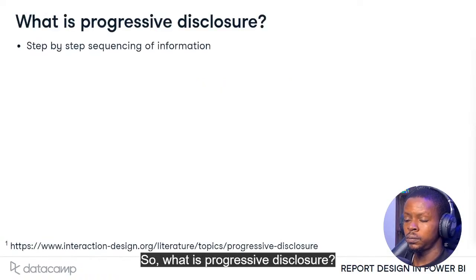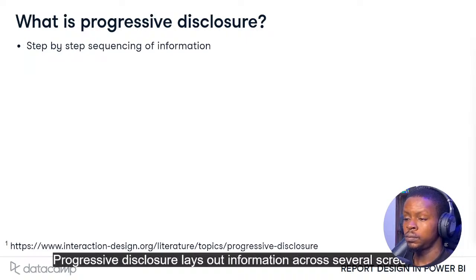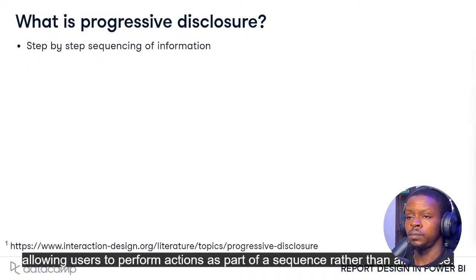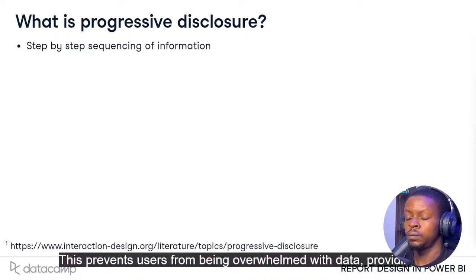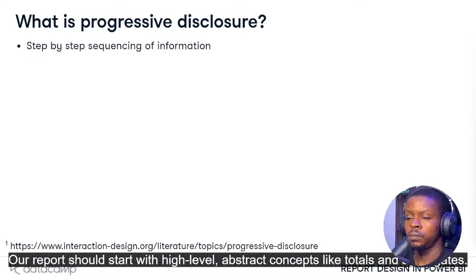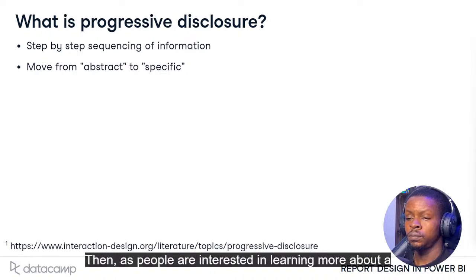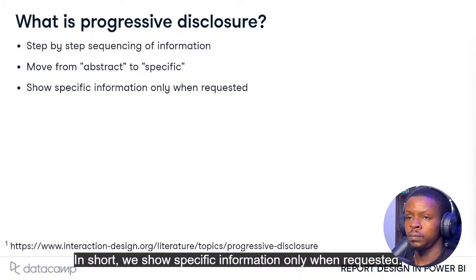So, what is progressive disclosure? Progressive disclosure lays out information across several screens, allowing users to perform actions as part of a sequence rather than all at once. This prevents users from being overwhelmed with data, providing them a more curated experience of the data and telling a coherent story. Our report should start with high level, abstract concepts like totals and aggregates. Then, as people are interested in learning more about a particular topic, they take an action to obtain that specific information. In short, we show specific information only when requested.